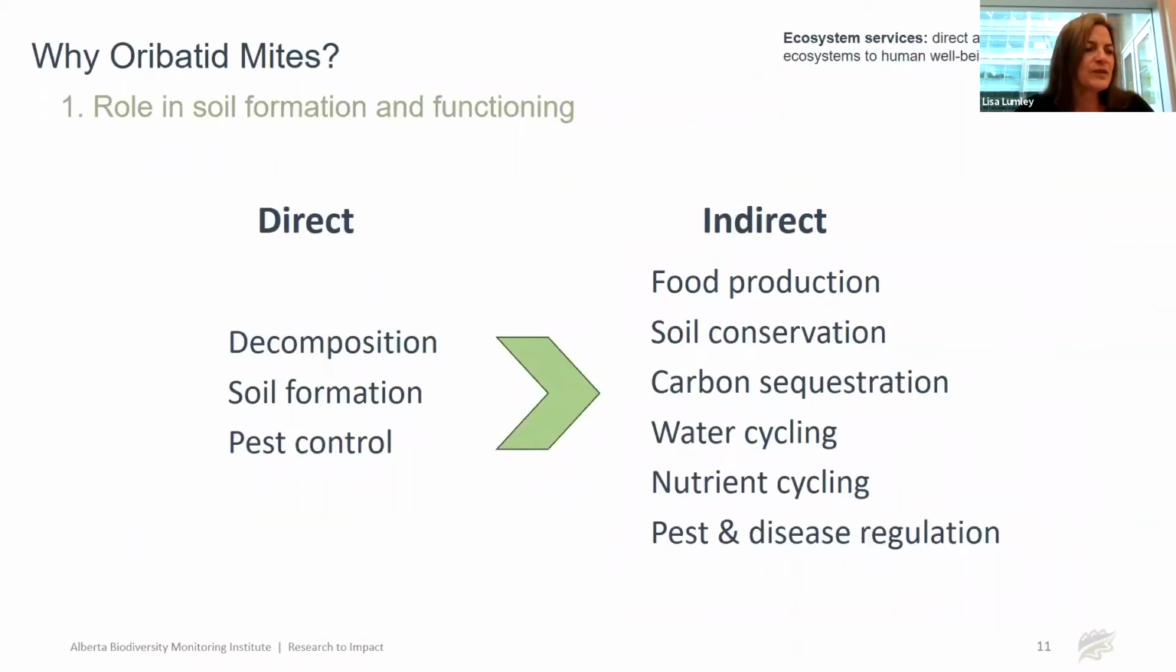One of the main reasons that ABMI has included oribatid mites as an indicator species is this role in soil formation and functioning. They're providing us with ecosystem services in that their direct role is in decomposition, soil formation, and pest control. But indirectly, this turns into food production, soil conservation, carbon sequestration, water cycling, nutrient cycling, and pest and disease regulation.